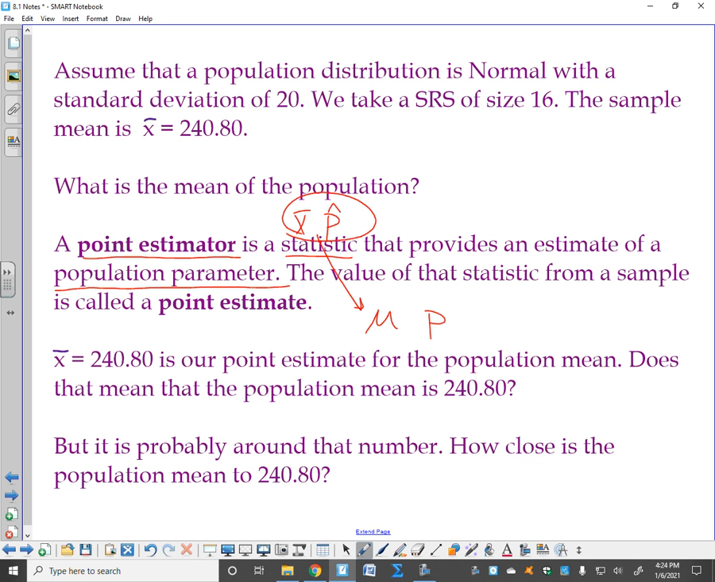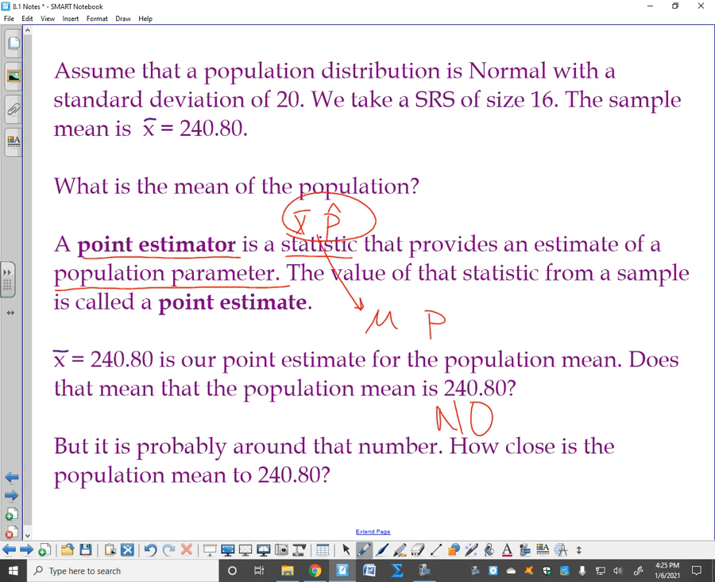If x bar is 240.8, that is our point estimate for the population mean. Does that mean that the population mean is 240.8? No, absolutely not. Should be in the ballpark, but no. I just took one sample. So that mean, again, if I took a good sample, this was only of size 16, so it's not a great sample, but if I took a good sample, then that's a good estimator of the population mean. But it is not going to mean that the population mean is 240. So that's a big no. But it's probably going to be around that number.